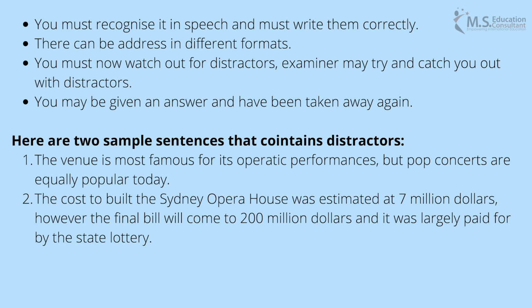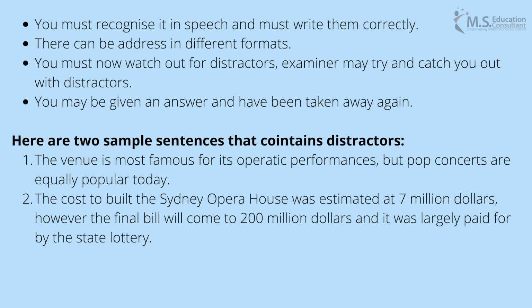The first statement says, the venue is most famous for its operatic performances, but pop concerts are equally as popular today. So in the first part of the first statement, we can say that the venue was important or famous for its operatic performances. But with the word but, a contradictory part enters this statement. It says pop concerts are equally as popular today. So the but changes the complete viewpoint of this particular statement.